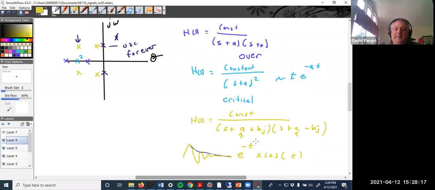In this case, minus t, right? That's 5 tau is 5 seconds, right? But what if it was 0.1, right? What if 5 tau was 100 seconds? It would take 100 seconds for this to stop oscillating, right? And so that might seem like forever.